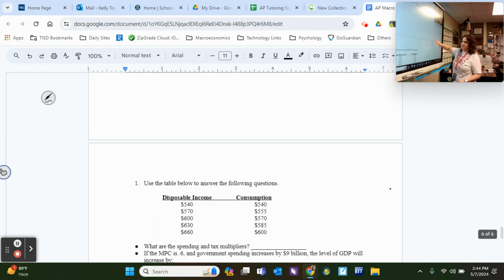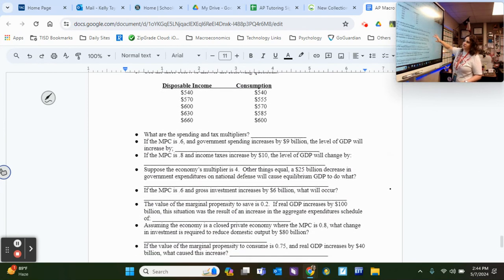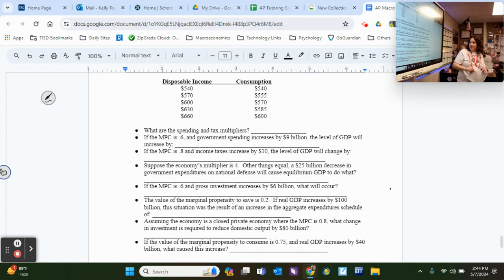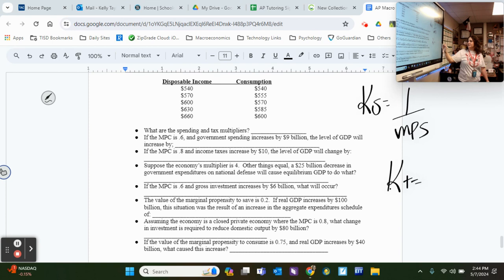So we have disposable income, we have consumption, and it goes straight into the spending and tax multipliers. First, to know KS and KT, what are the formulas of KS? 1 over MPS. We're looking good. 1 over MPS is the spending multiplier. The tax multiplier, though, is what formula? Negative MPC over MPS.